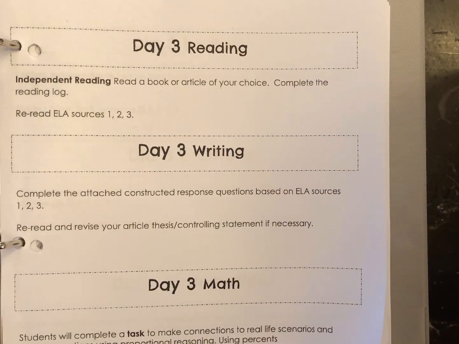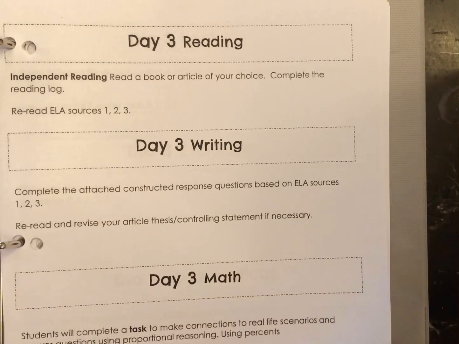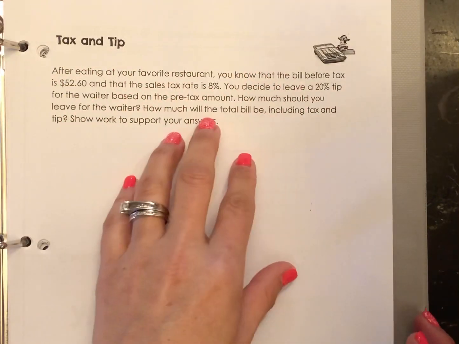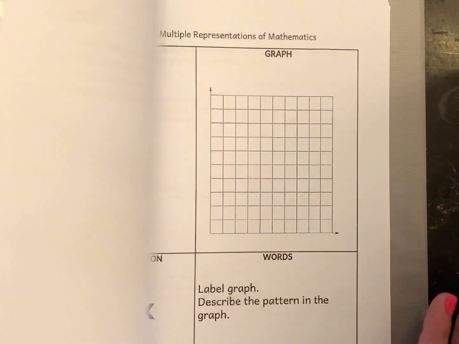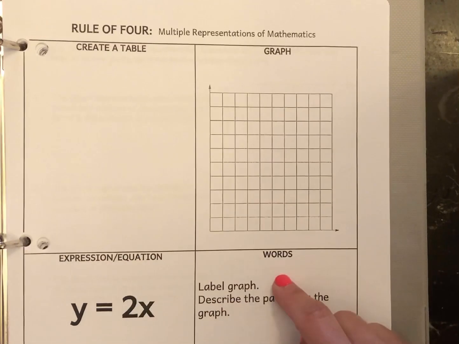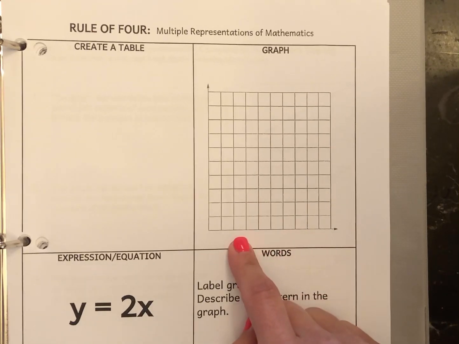Today is day 3. Day 3 math. Let's see, you guys have a tax and tip question. I'll show you an example in a minute. Another one is multiple representations of proportional relationships.